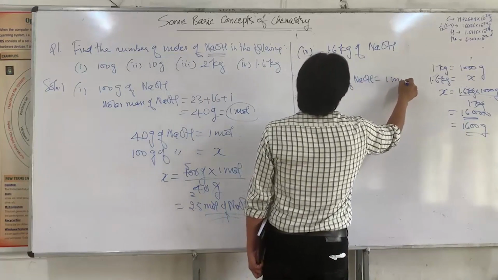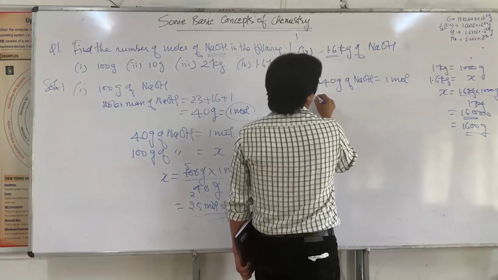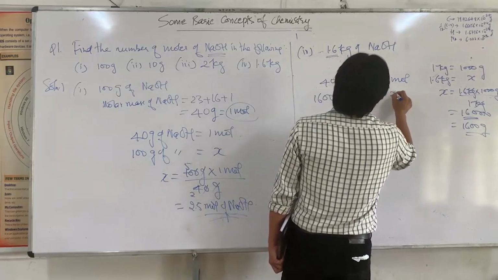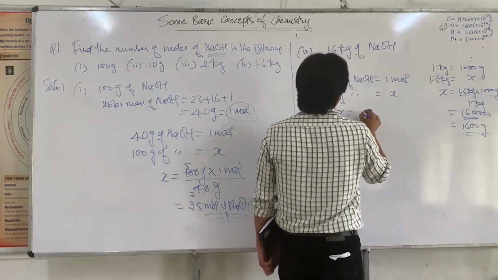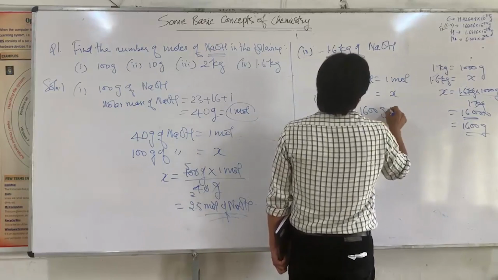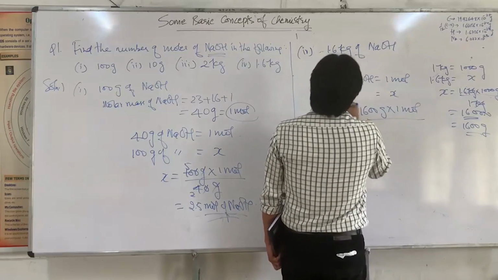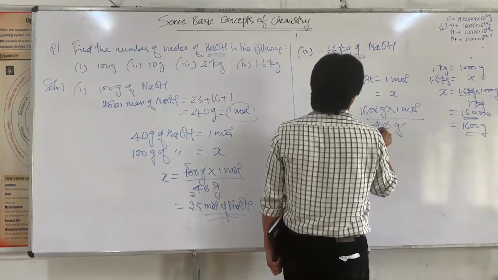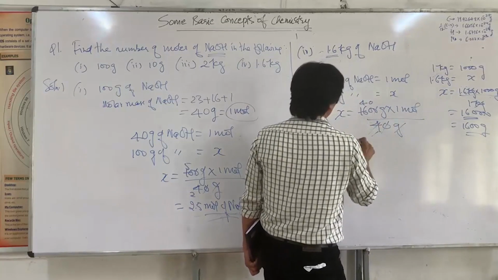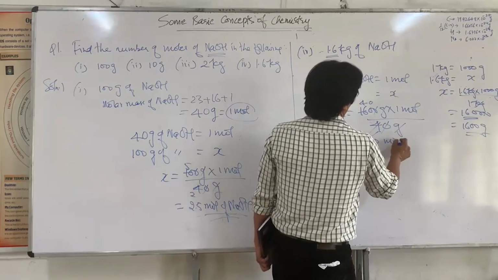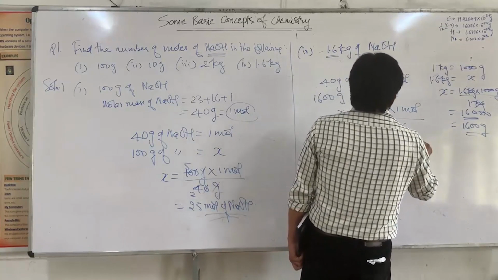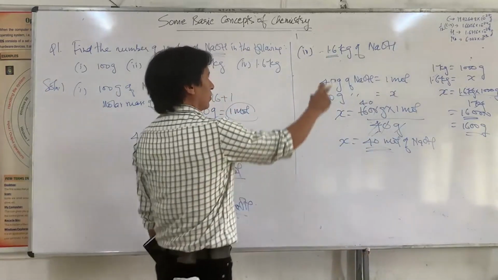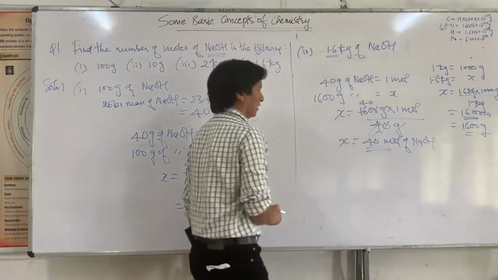this is equal to 1 mole, we call it 1 mole. And when you have 1600 grams of NaOH, this is equal to how many moles? Cross multiply: x is equal to 1600 grams into 1 mole divided by 40 grams. The grams get cancelled, and finally x is equal to 40 moles. So this means you're going to have 40 moles of sodium hydroxide in 1.6 kilograms of sodium hydroxide.